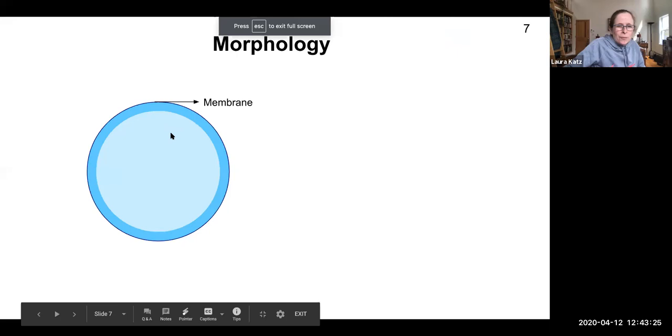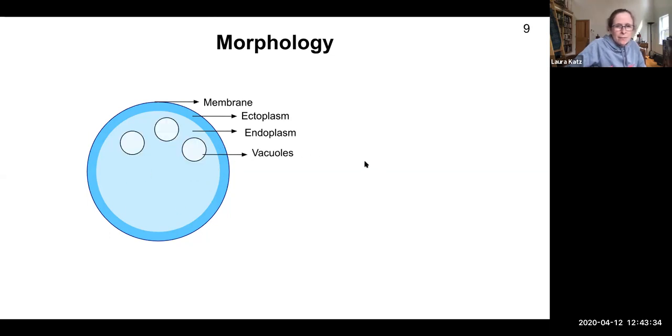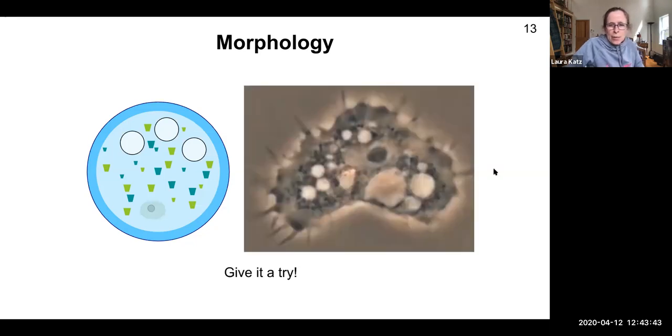The generic morphology of an amoeba: it has a cell membrane. They often have ectoplasm, a thin layer, and endoplasm, a thicker layer of cytoplasm. They can have vacuoles, crystal inclusions. What do they do? We don't know. They can have digestive vacuoles. They can have a nucleus. Here is an acanthamoeba, which is the organism that can damage your eyeballs if you don't clean your contact lenses. And here's the ectoplasm, the endoplasm, some crystalline inclusions, and here is the nucleus.